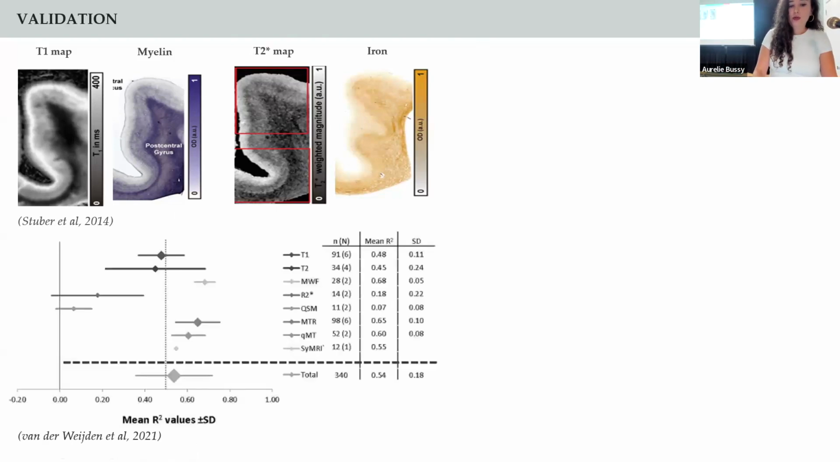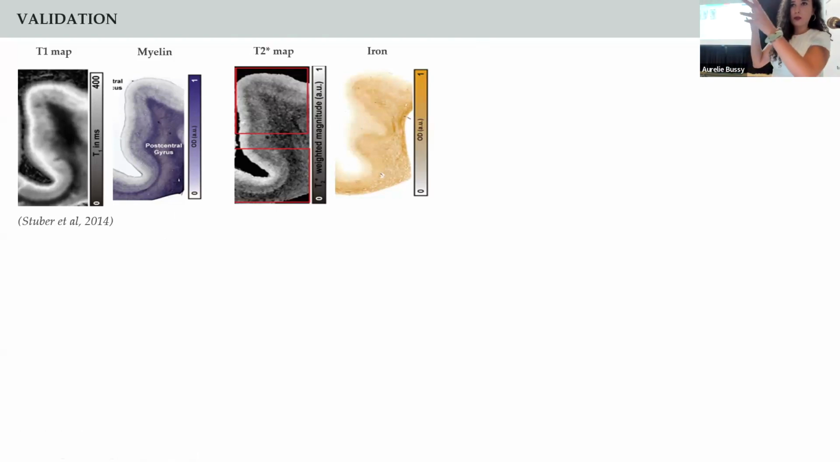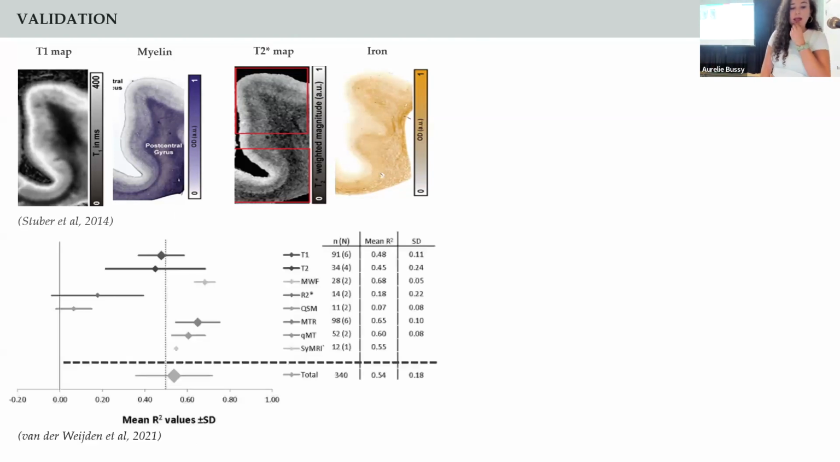But I mentioned also earlier that these two are what we extract from relaxometry, but there's plenty of QMRI metrics or techniques that you can use. And so people have tried to compare them.